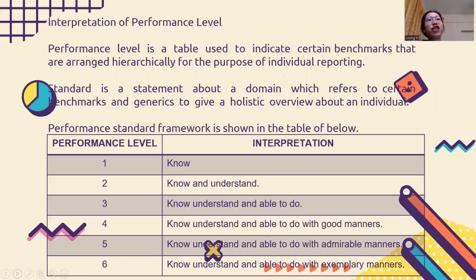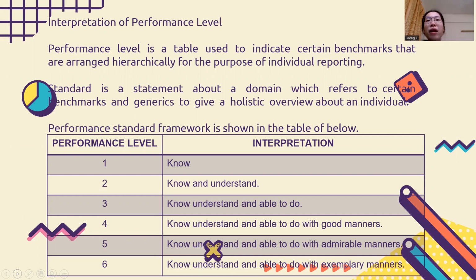The interpretation of performance level. Performance level is a table used to indicate certain benchmarks that are arranged hierarchically for the purpose of individual reporting. Standard is a statement about a domain which refers to certain benchmarks and generics to give a holistic overview about an individual. Below is shown a performance standard framework.